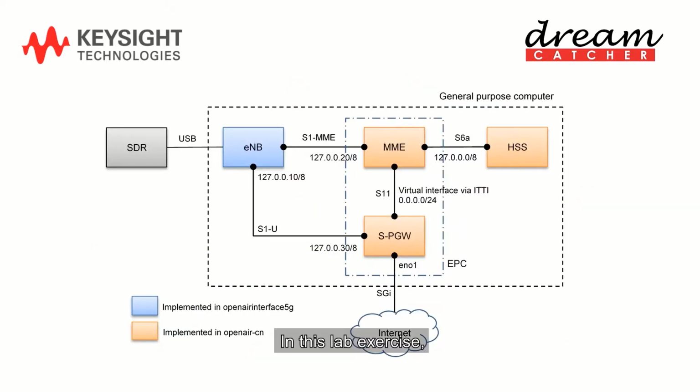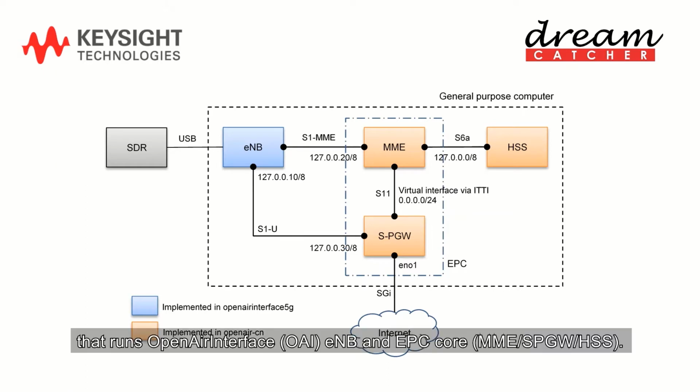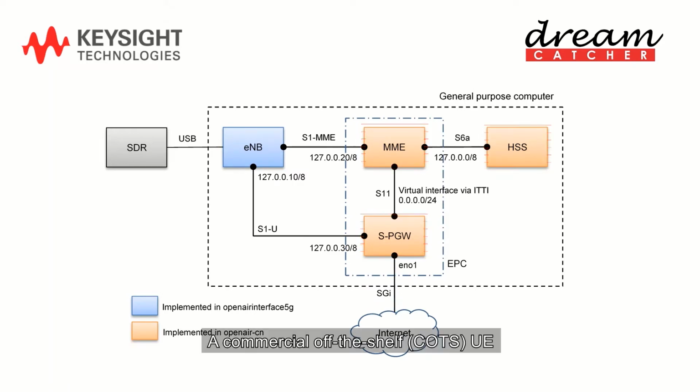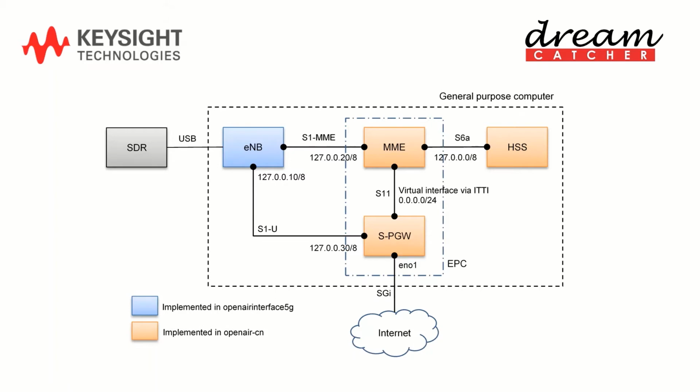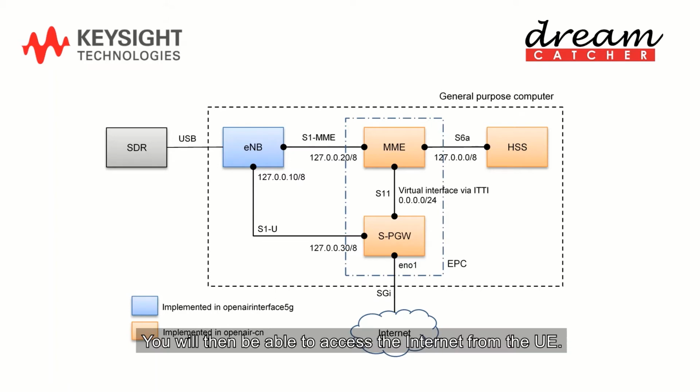In this lab exercise, you will learn how to set up an LTE base station on a mini PC that runs Open Air Interface, eNodeB, and EPC core: MME, SPGW, HSS. A commercial off-the-shelf UE, such as an LTE dongle, will be used to connect to the LTE base station. You will then be able to access the internet from the UE.